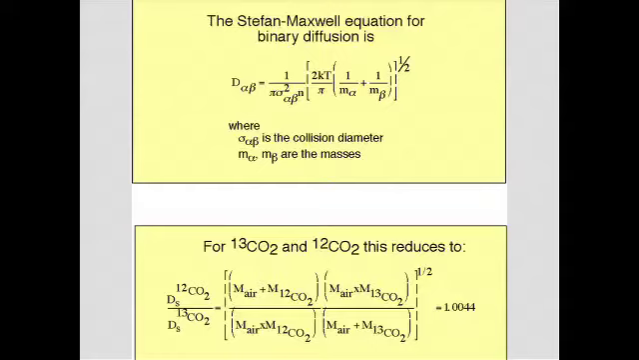And so we ended up with this equation describing the diffusion coefficient for carbon-12 CO2 compared to 13 CO2, which ends up being this little bit of a mess. And it's 1.0044, which is a tiny, tiny number, but for isotopes, that's 4.4 per mil. So that's where this magic 4.4 per mil comes from that we've been talking about in a variety of contexts in this class.